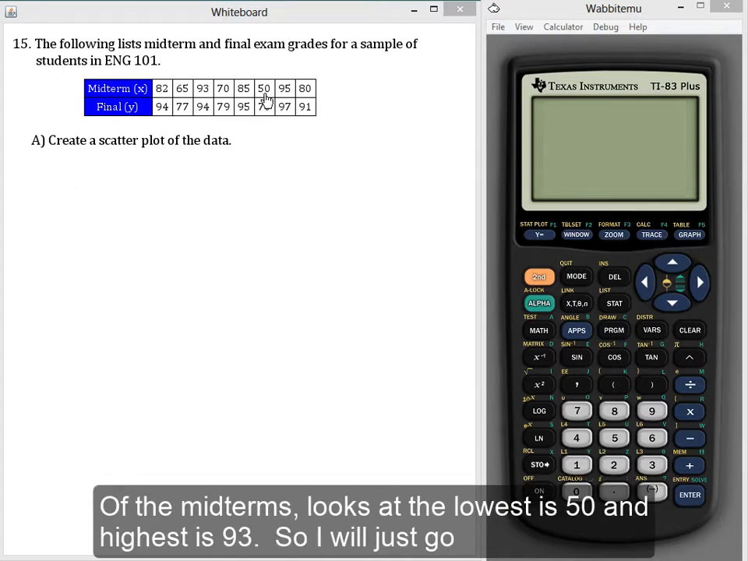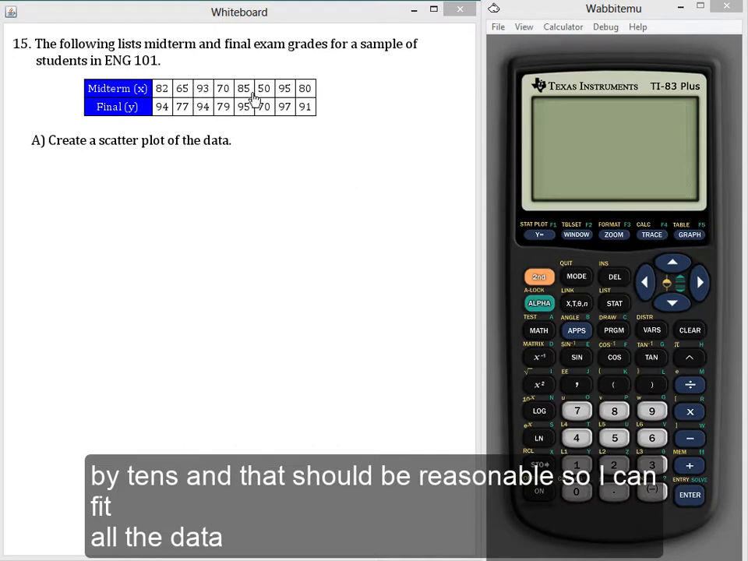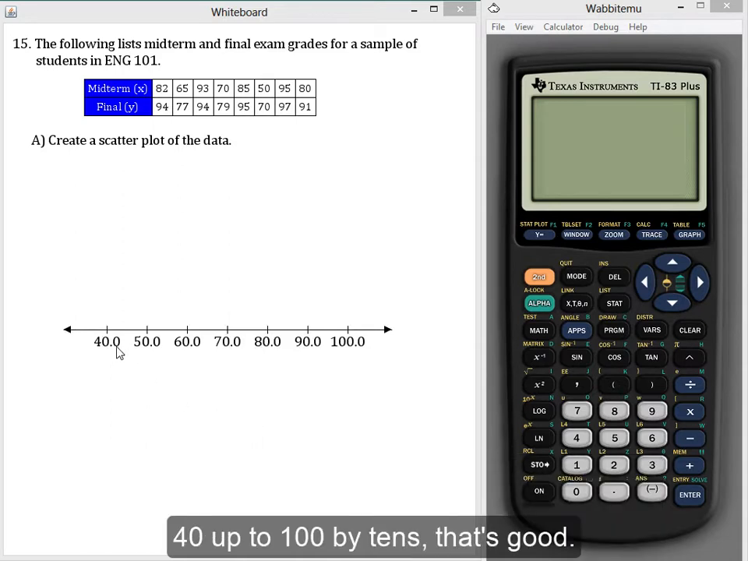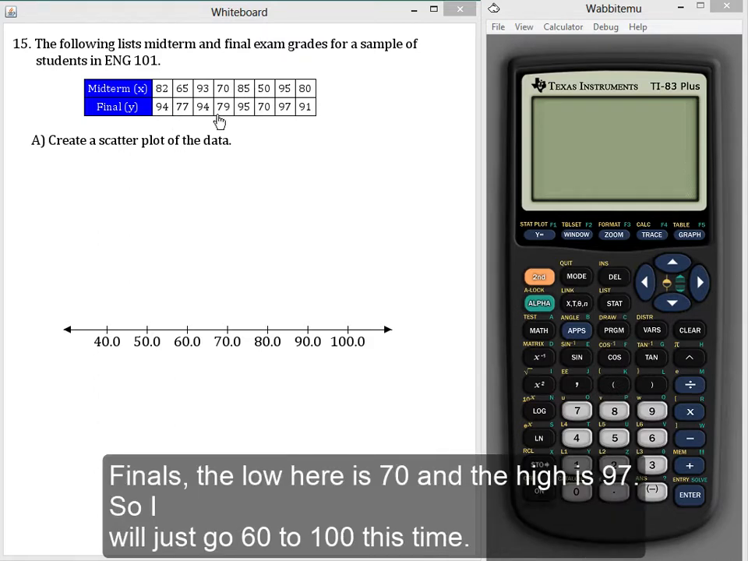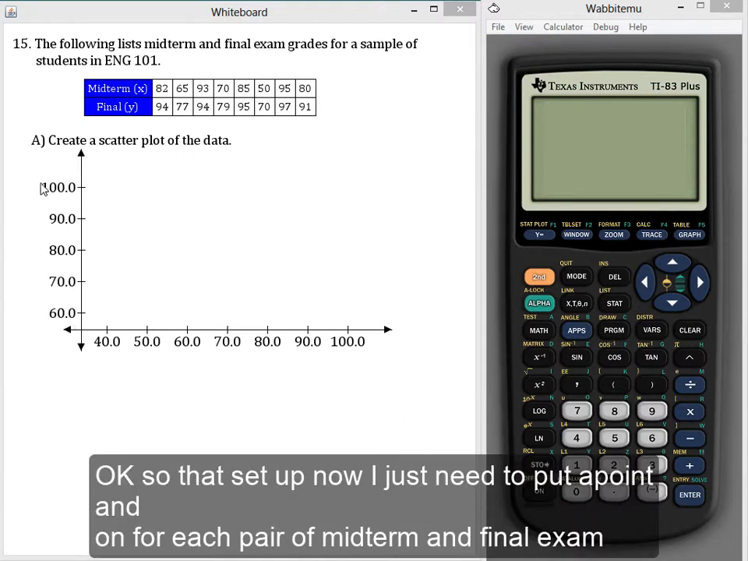The midterms, it looks like the lowest is a 50, the highest is 93, so I'll go from 40 to 100 by tens, and that should be reasonable so I can fit all the data. Okay, so 40 all the way up to 100 by 10, so that's good. The finals, the low here is 70, the high is a 97, so I think I'll just go 60 to 100 this time, but also by tens. Okay, so that's set up.